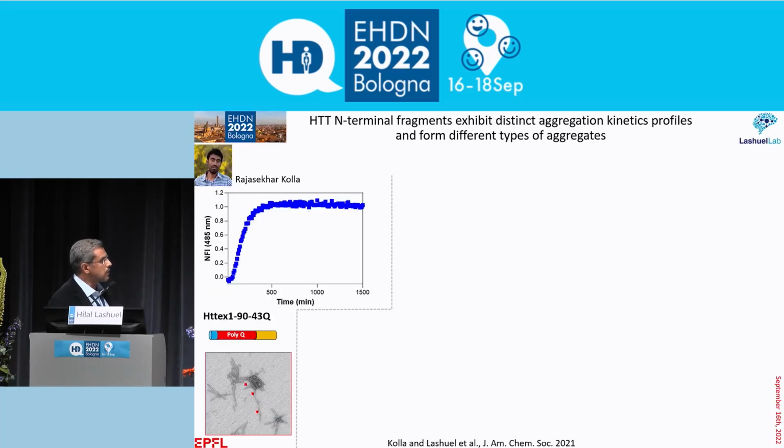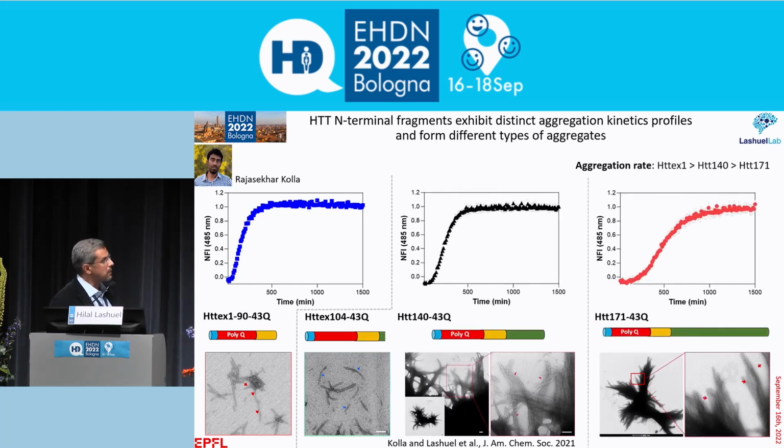When we tried to look at the length of the N-terminal repeat, we looked at exon 1, and what you could see is that exon 1 forms mainly these single filamentous aggregates. If we go to longer fragments, we can see that the kinetics of aggregation change, but mostly once we go above residue 104, the nature of the aggregates changes. We no longer form these single filaments, we form these dense structures of fibrils.